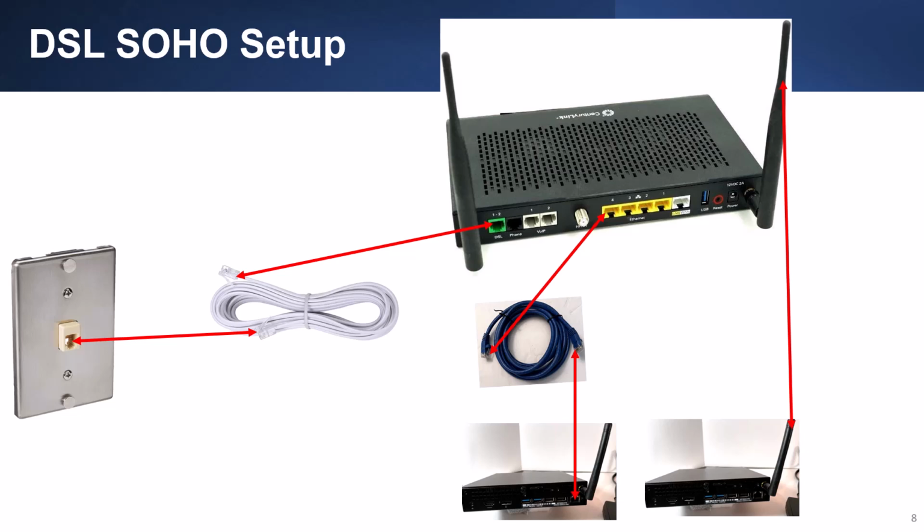This setup is using a DSL modem that also acts as a wireless access point and switch. The legacy twisted pair cable is used with the smaller RJ11 phone connector from the outlet to the DSL modem. You can then connect your workstation from the modem using Ethernet connections or wireless connections.